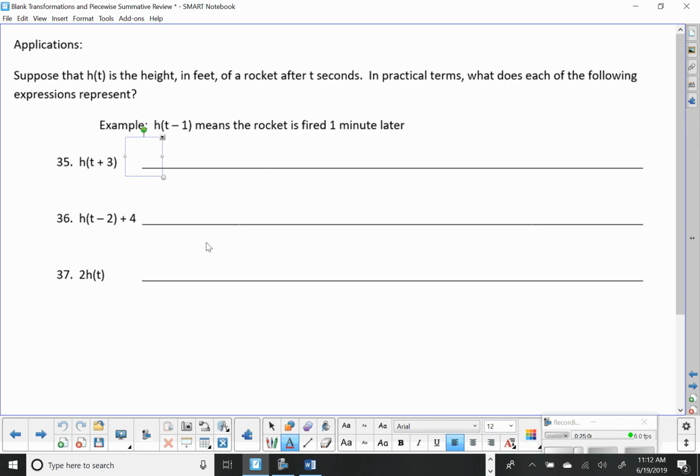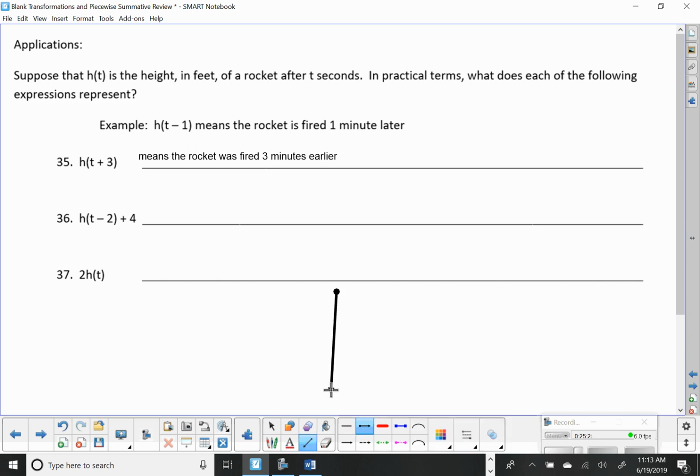So h of t plus 3, that means that the graph shifted to the left 3. So this means the rocket was fired 3 minutes earlier. That is the practical meaning.